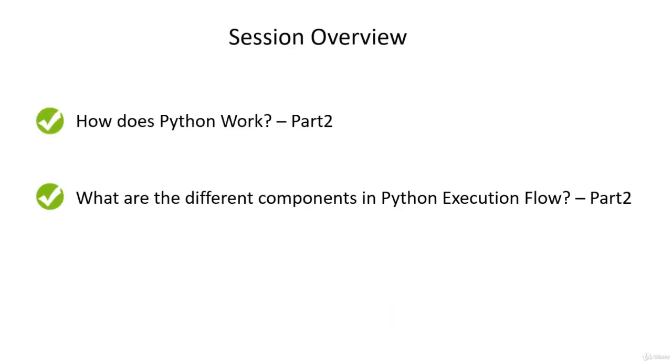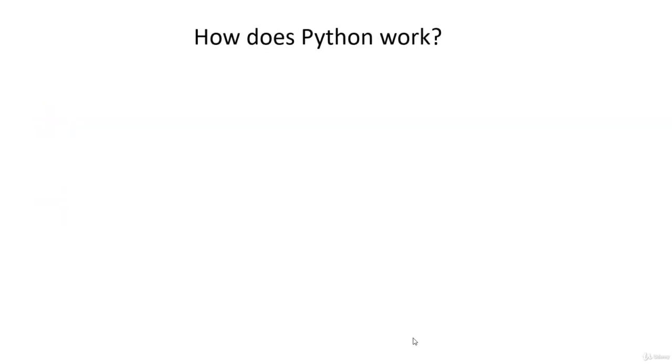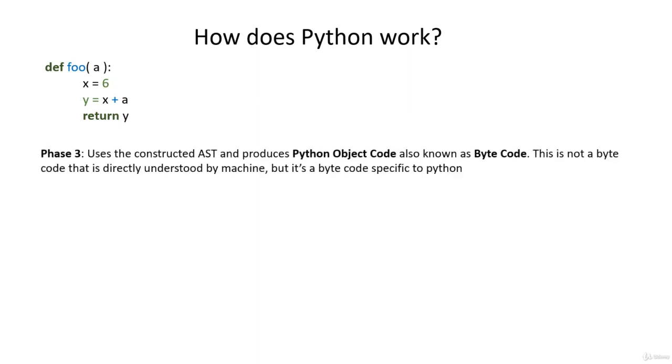In this session, we are going to continue understanding how Python works, along with the different remaining components in its execution flow. If you remember right, in our previous lecture, we took a sample code something like this, which went through two major layers called the lexical analyzer followed by the parser. And the parser created something called an abstract syntax tree. Let's pick it up from where we stopped.